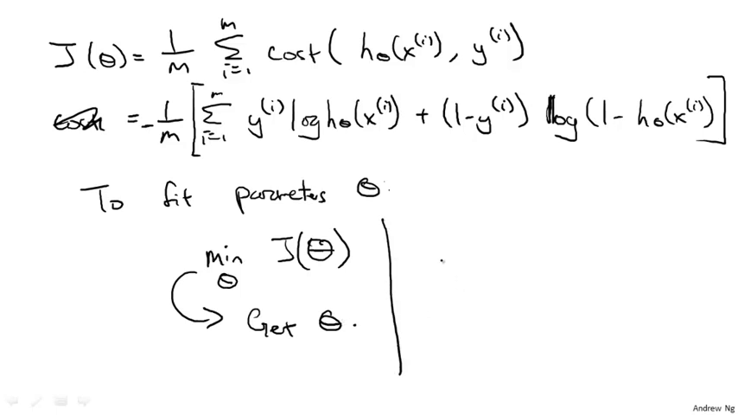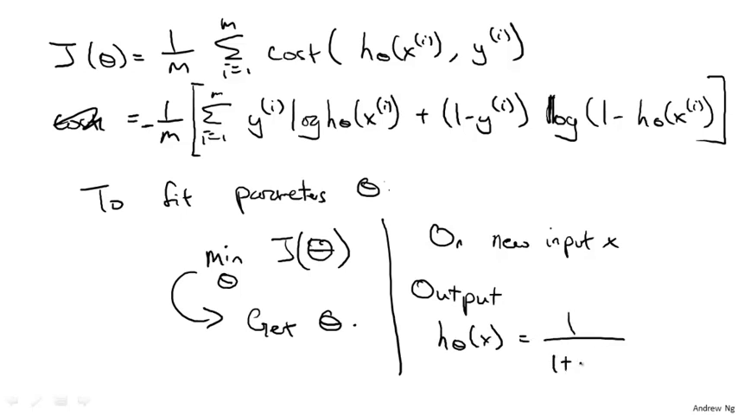Having learned these parameters theta, if we get a new example with a new input x, we would then output h of x, which is of course 1 over 1 plus e to the minus theta transpose x. And that's the logistic regression algorithm in outline.